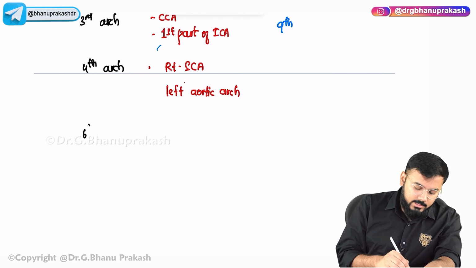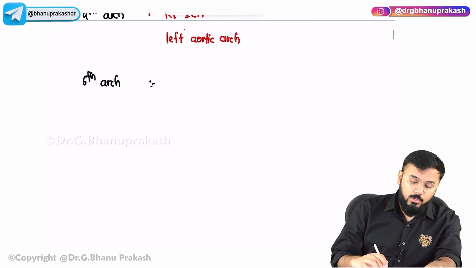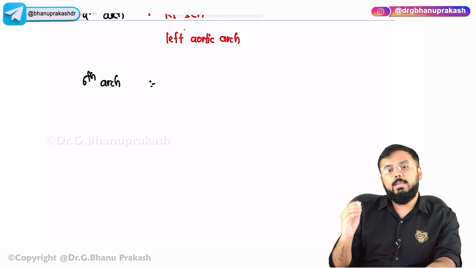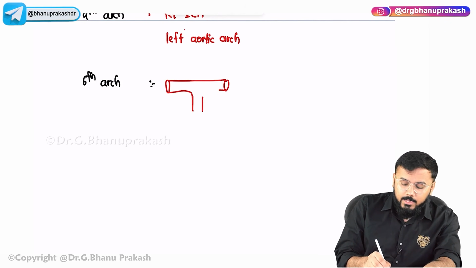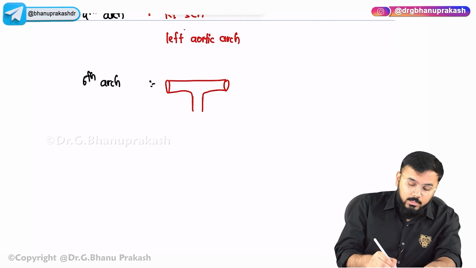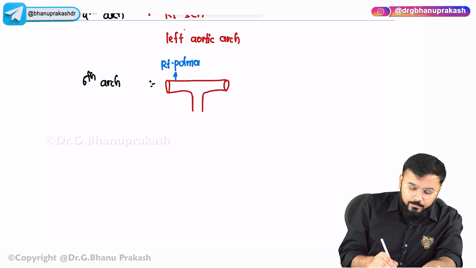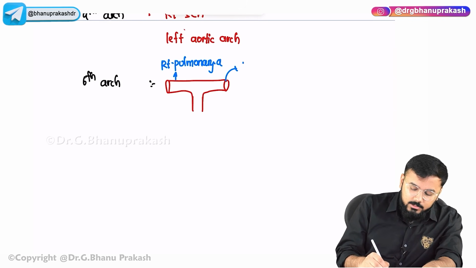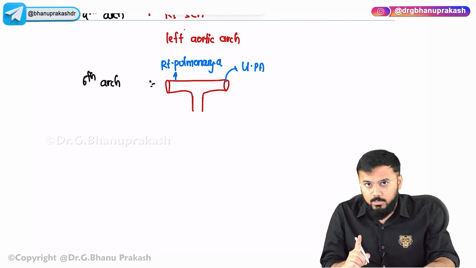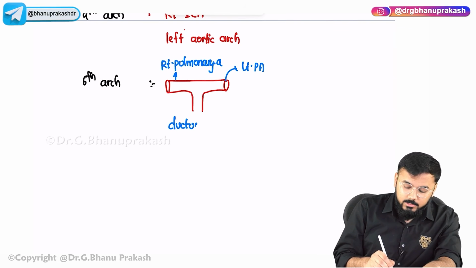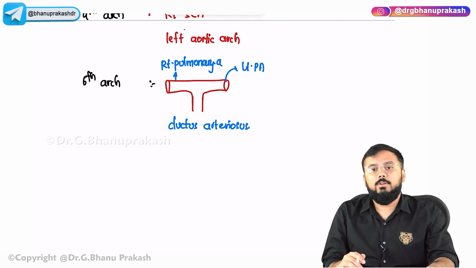When it comes to the sixth arch, what is the sixth arch developed into? You have got the pulmonary trunk dividing into the right pulmonary artery as well as the left pulmonary artery. Both of them, right and left pulmonary artery. And not only that, even the ductus arteriosus. All of you know what is ductus arteriosus, right? Even the ductus arteriosus is derived from the sixth arch.